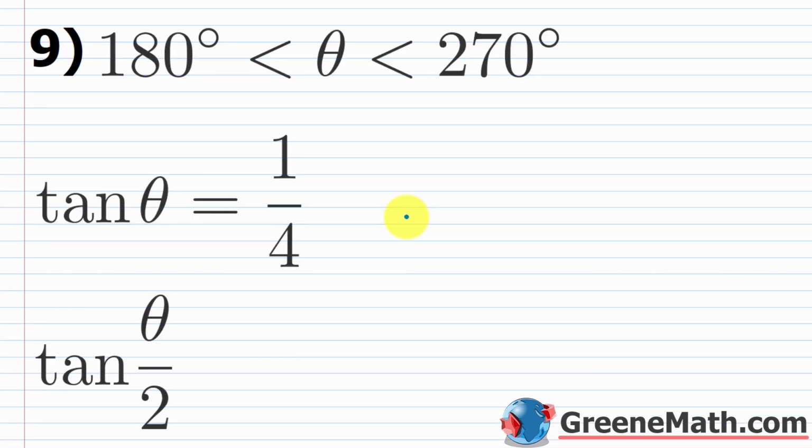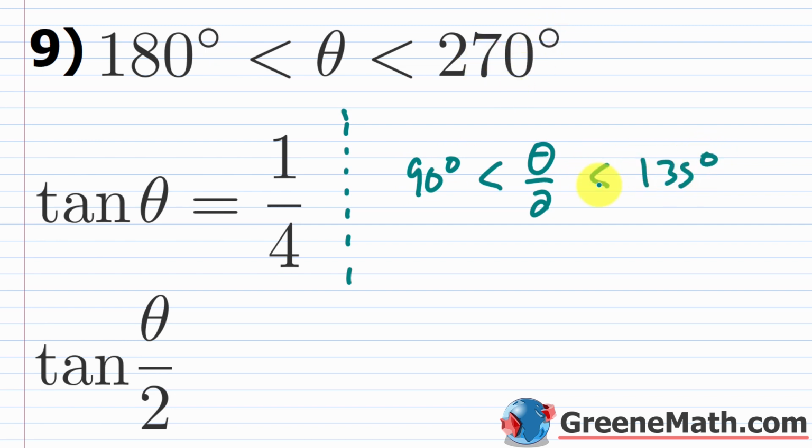All right, let's take a look at problem number 9. Here we're given that theta is greater than 180 degrees and less than 270 degrees. That tells me that theta, not theta over 2, but theta, is in quadrant 3. So let me put this over here: theta divided by 2 is greater than 180 degrees divided by 2, which is 90 degrees, and less than 270 degrees divided by 2, which is 135 degrees. So theta over 2 is in quadrant 2, whereas theta is in quadrant 3.